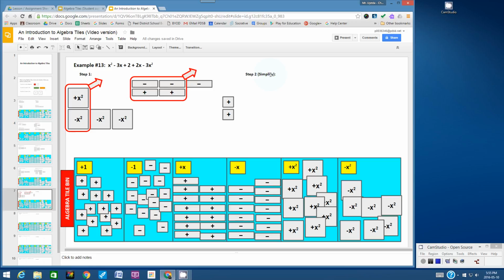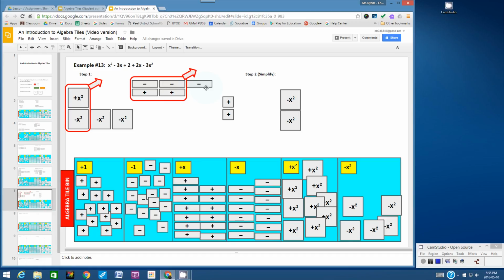Okay, so let's look at the x squareds first. So if we take away this zero model, what's left? Well, we have 2 negative x squareds. So let me bring over 2 negative x squareds. Okay. All right, let's look at our x's. Once I get rid of these two zero models, what's left? Well, what's left is 1 negative x. So let me grab one of those.